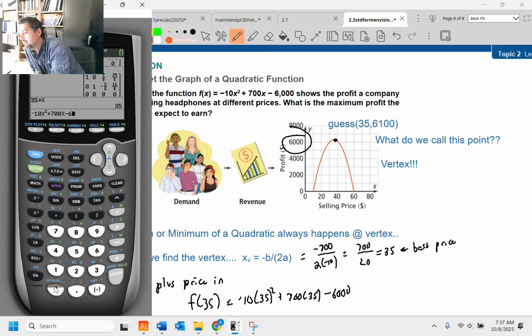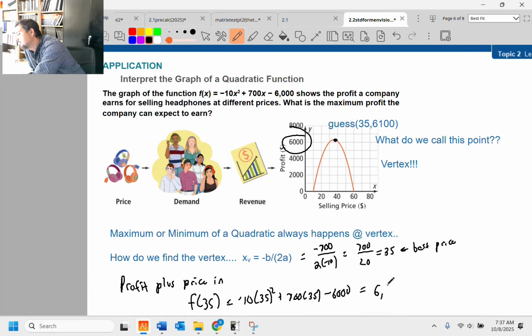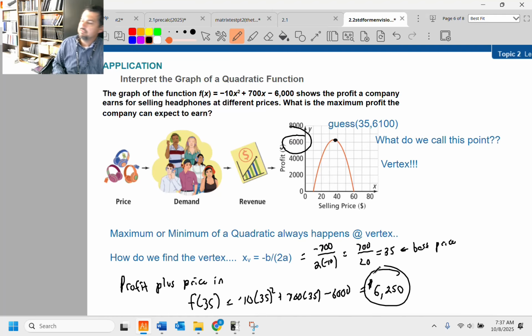But what do I know? According to some, nothing. 6250. That's the maximum profit they can expect to earn. Not a very big business, to be honest with you. Hopefully that's in like thousands.